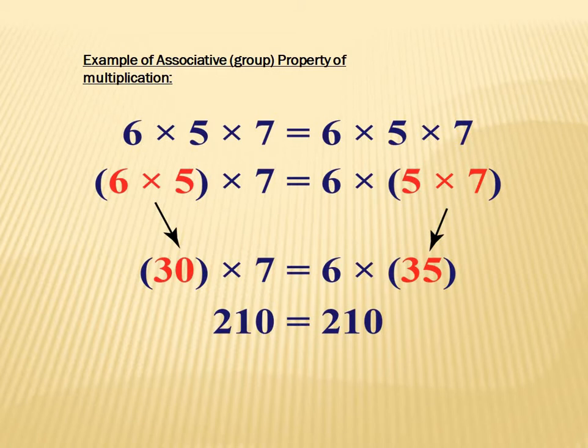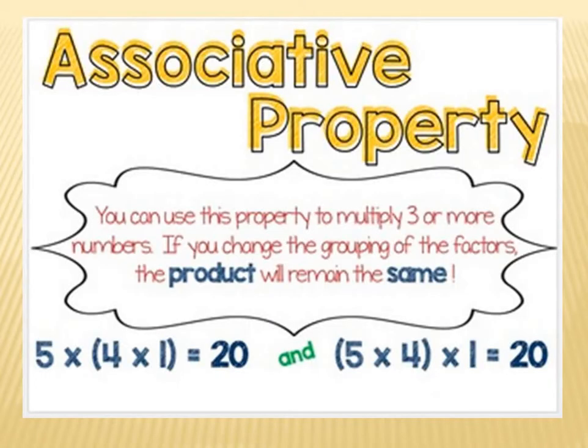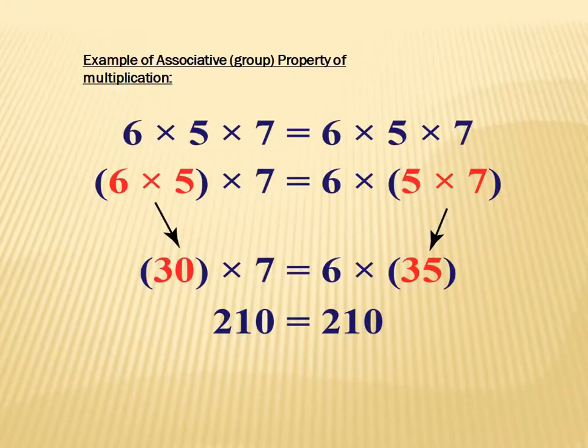So 210 is the product, which is equal to, on the right hand side, 6 multiplied by 5 and 7 grouped here. So 5 7s are 35. 6 multiplied by 35 is equal to 210. We can say that if we change the grouping of the factors, the product remains the same on both sides.